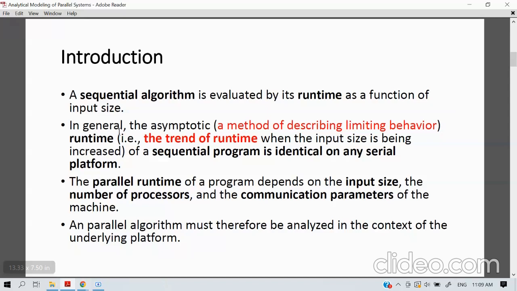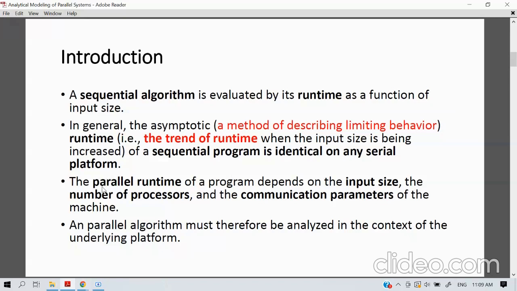Okay, so in general, the asymptotic, also known as a method of describing limiting behavior of runtime. For example, the trend of runtime when the input size is increased. So a sequential program is identical on any serial platform. So it is said that the sequential program's runtime is identical on any serial platform.